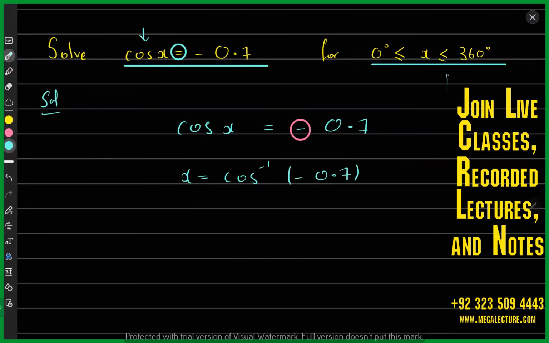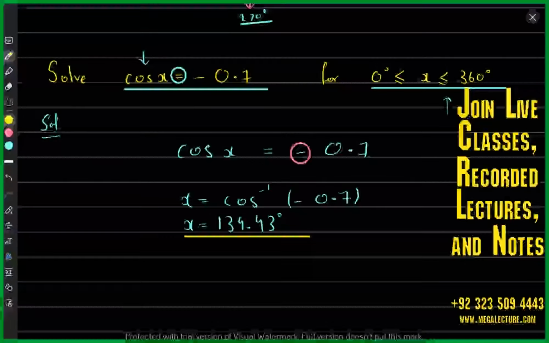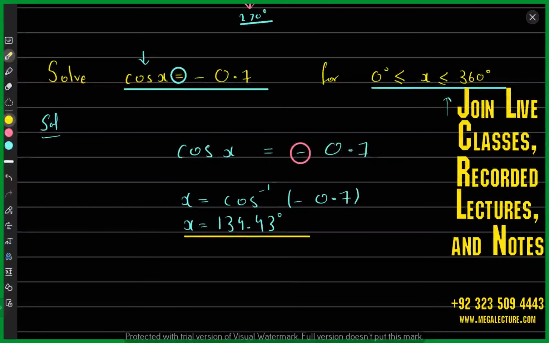Since this interval is in degrees, make sure that your calculators are in degrees mode, like mine was in radians. Just make sure that it's in degrees mode, then just press cos inverse negative 0.7. And x has turned out to be 134.43 degrees. This is what you're getting. I would want all of you to do this with me. Please use your calculators and see what exactly you are getting for this. Are you getting 134.43? Yes, please.